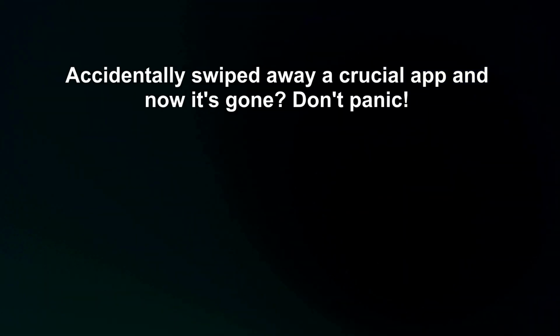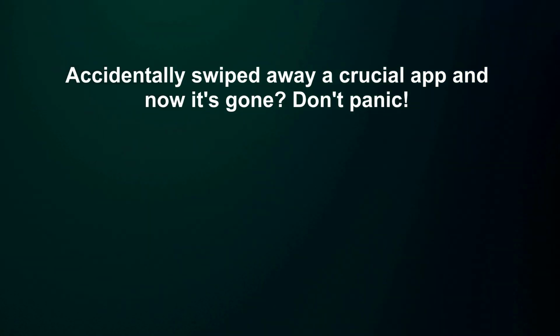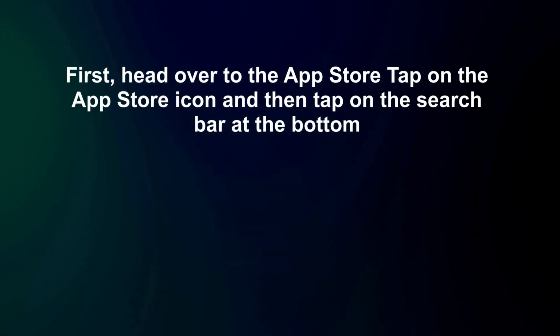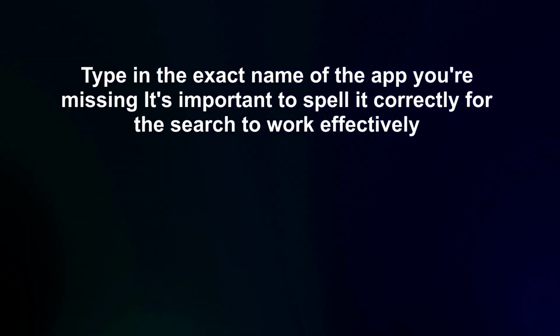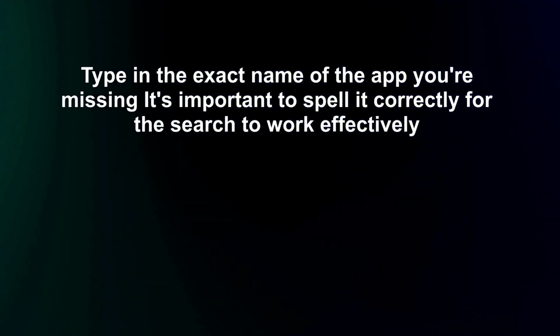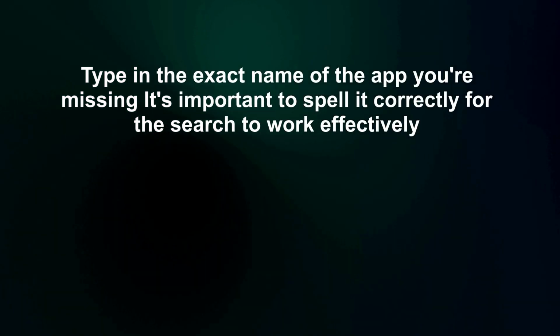Accidentally swiped away a crucial app and now it's gone. Don't panic. First, head over to the App Store, tap on the App Store icon, and then tap on the search bar at the bottom. Type in the exact name of the app you're missing. It's important to spell it correctly for the search to work effectively.